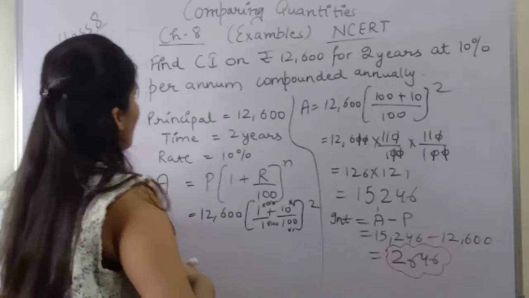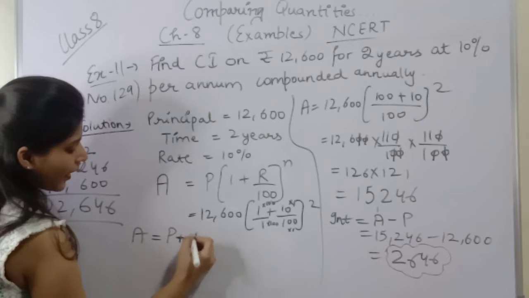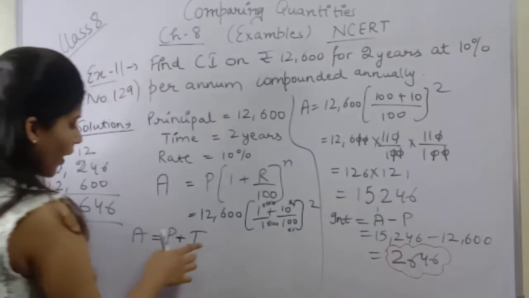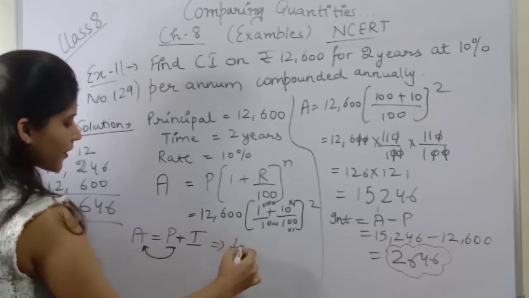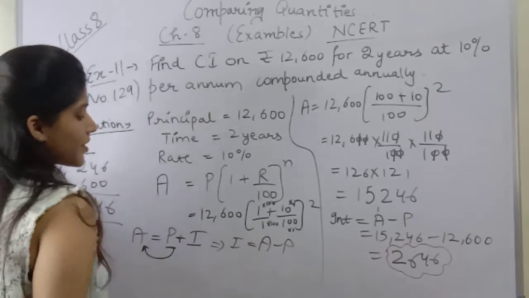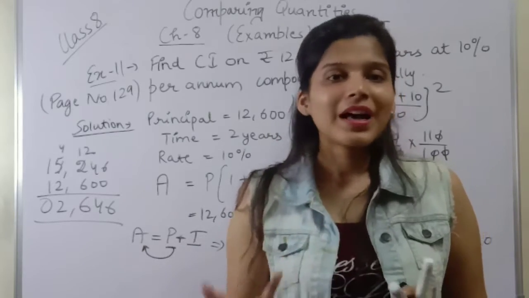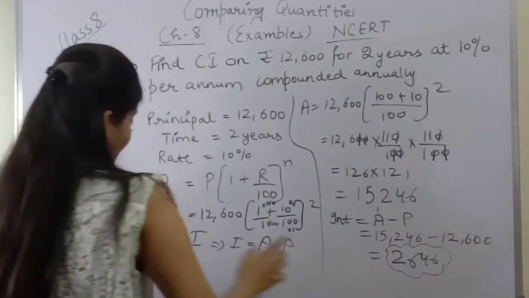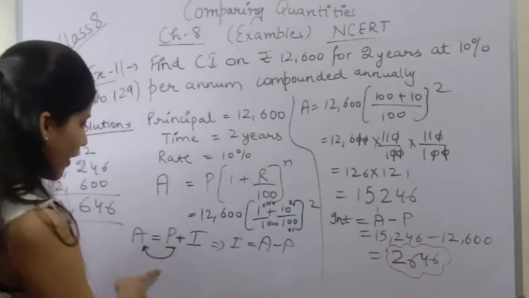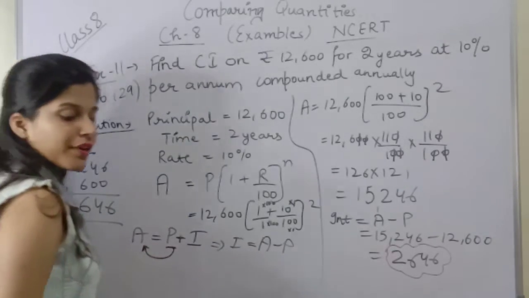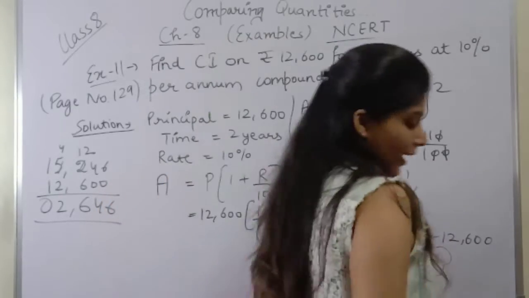So children, you should know that amount equals principal plus interest, okay. So for interest our principal will be transposed to this side, so that's why our interest equals amount minus principal. So when we have one equation, we can make 2-3 equations by transposing. So we did the same. If we have two things, the third thing we can calculate. If we have amount and principal we can find interest, and that is what we did. Okay, so this was our example number 11 of chapter 8.